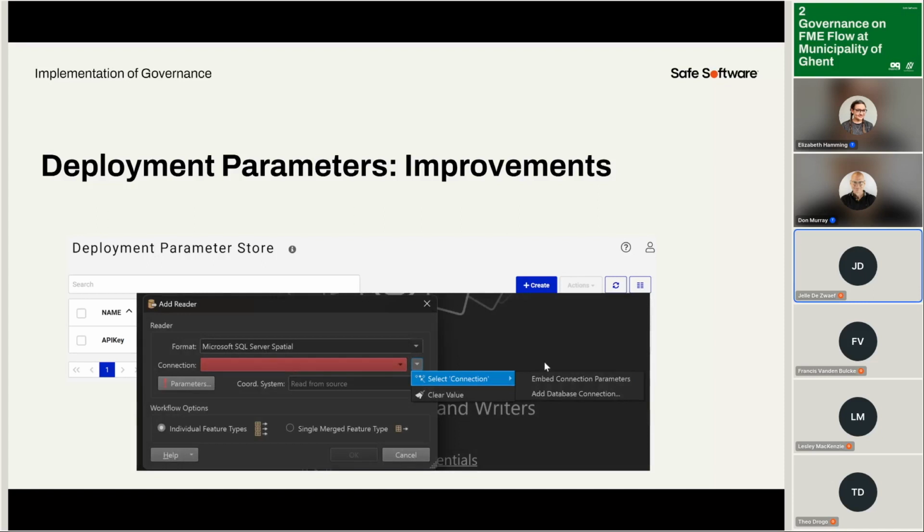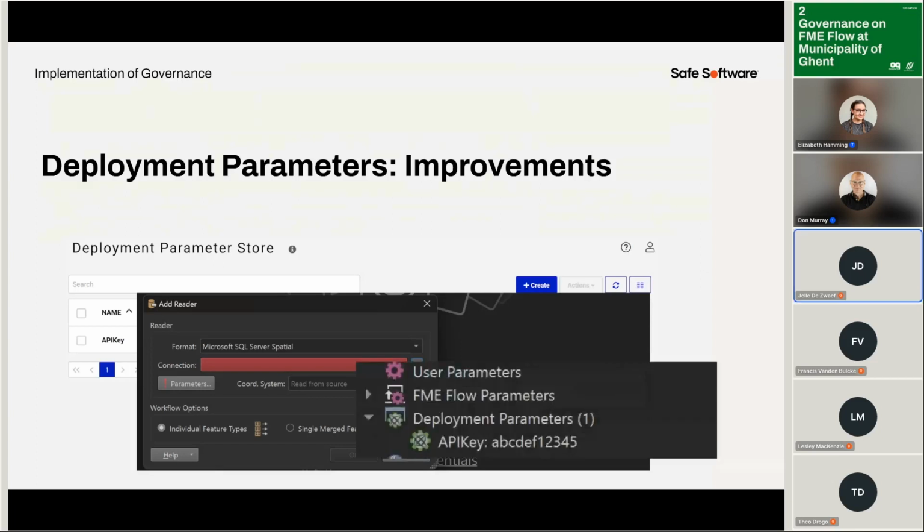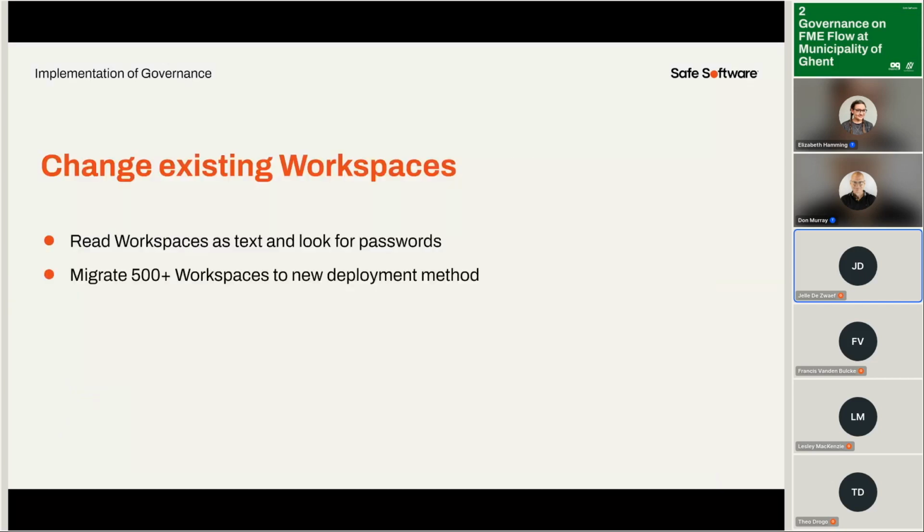Another improvement that we would like here is that readers and writers, for the SQL Server reader, for example, the deployment parameters are not present. In a feature reader and a feature writer they are, but that would require a lot of changes in all the workspaces to be able to change to the deployment parameters. And also here, this value of the API key is visible in FME Flow. It would be nice to be able to hide it and people cannot just see it.